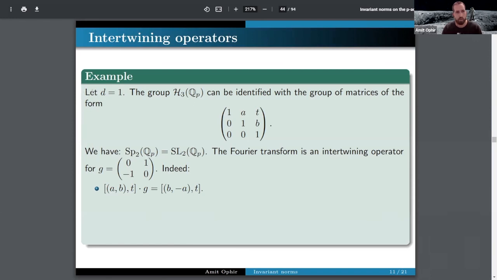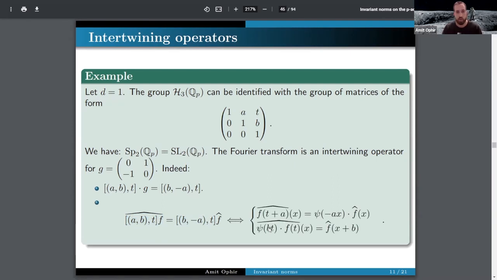So in the lowest dimension, this Heisenberg group can be realized as the group of matrices of this form. Then the symplectic group of Qp is just SL2(Qp). And the Fourier transform is an intertwining operator for this particular G. And how do you say it? Here I wrote the action of this G on the Heisenberg group. This is the automorphism it defines. And then to say that the Fourier transform is an intertwining operator for this G amounts to saying that this equality right here holds, which, when you unwind the definitions, is just saying that the Fourier transform swaps translations and multiplication by smooth characters.